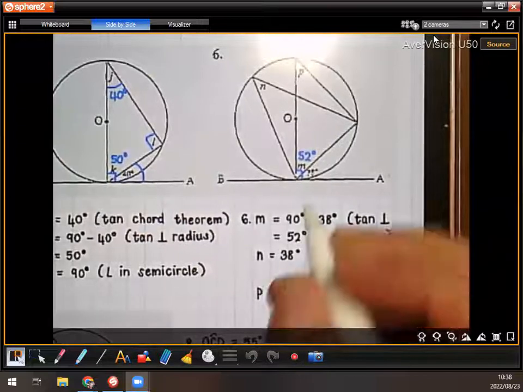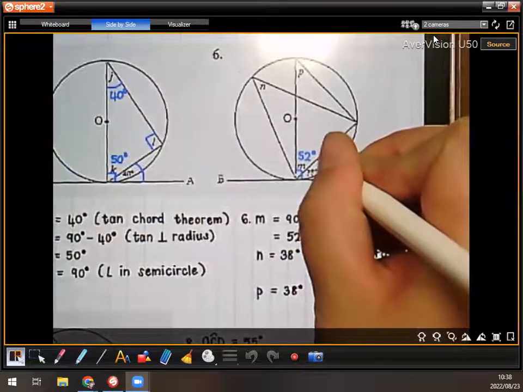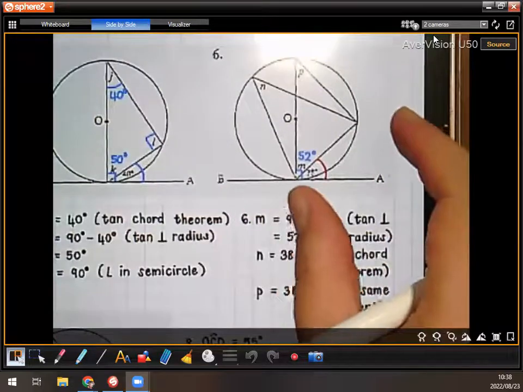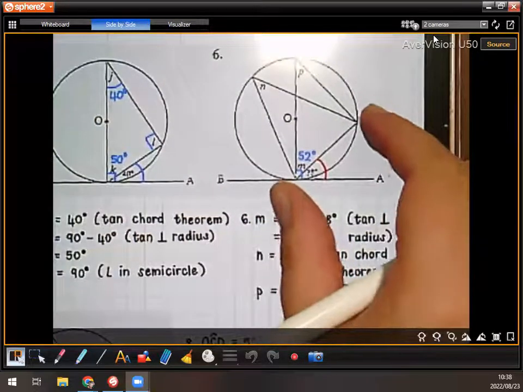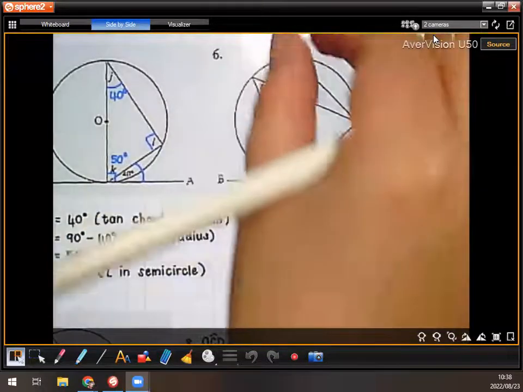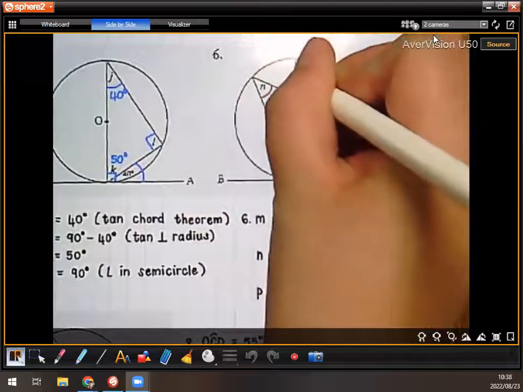Then also, because of the tan chord theorem, guys, if we're looking at this 38-degree angle, right? It's the angle between the tangent and this chord. But this chord also subtends angle A, and it also subtends angle P, right? So you actually could have used the tan chord theorem for N and for P.